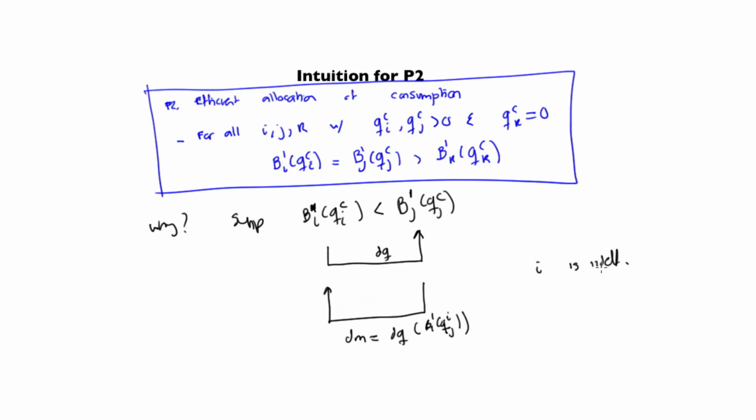Now what about person J? It gains dq times this much, and it only loses dq times this much. But since bj prime is greater than bi prime, J is strictly better off, which implies the trade is Pareto improving. In other words, if we violate these conditions, and we can play with different cases, but I hope this gives you the intuition, that means it's possible to construct a Pareto improvement.